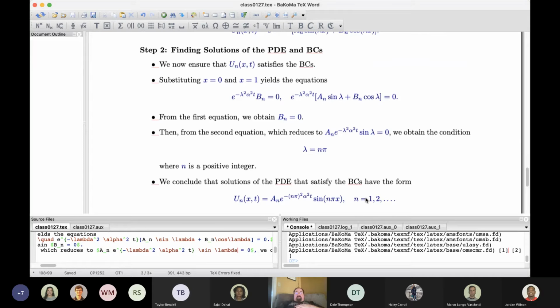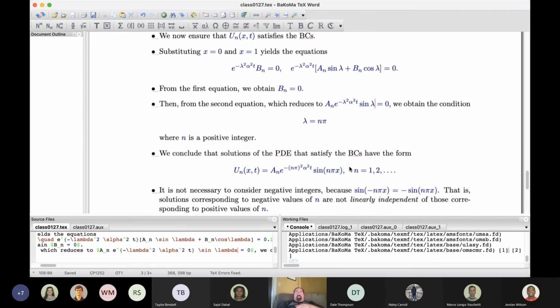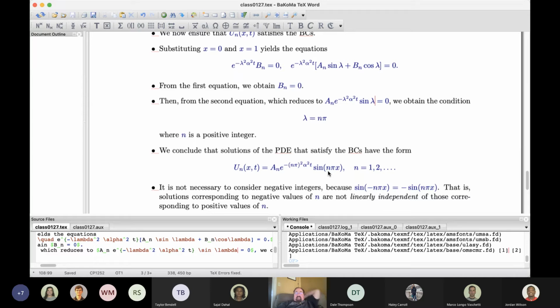Now, why did I specify that n must be a positive integer? Because this will hold for any integer multiple of pi. Why does it have to be positive? Well, here's why. If n is 0, we get sine 0, so the whole thing would be 0, a trivial solution. What about negative integers? Well, we could let n be negative, but it turns out we gain nothing from it.